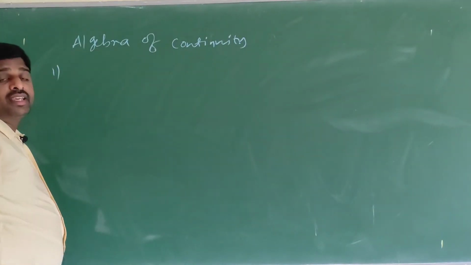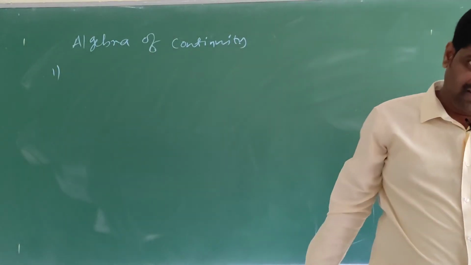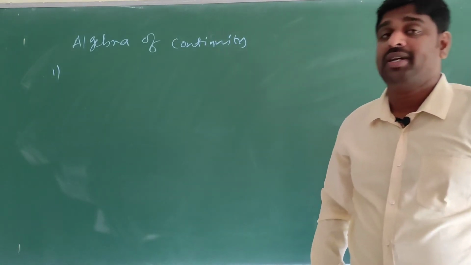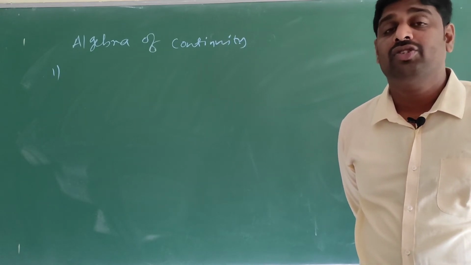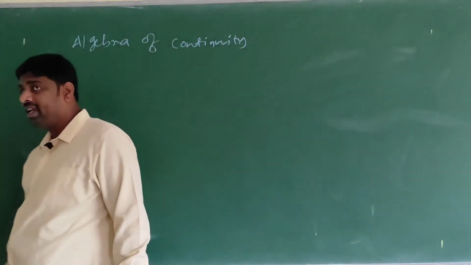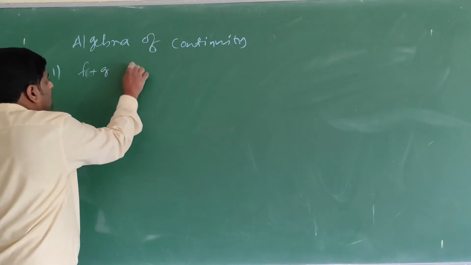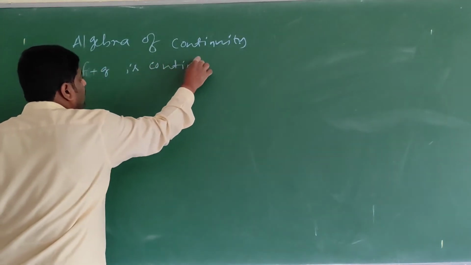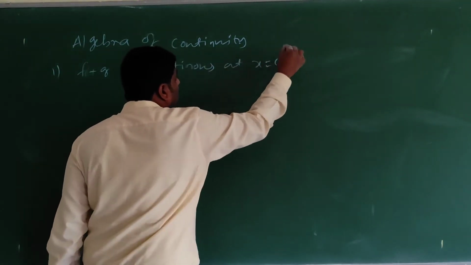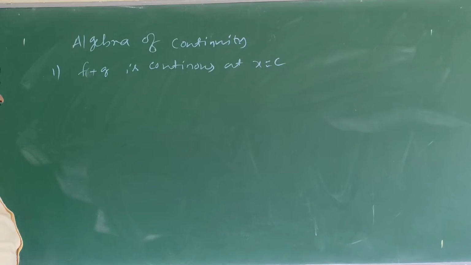See children, here in algebra of continuity we can recall the algebra of functions: f of x plus g of x, f of x minus g of x, f of x into g of x, f of x by g of x. First one: therefore f plus g is continuous at x is equal to c.